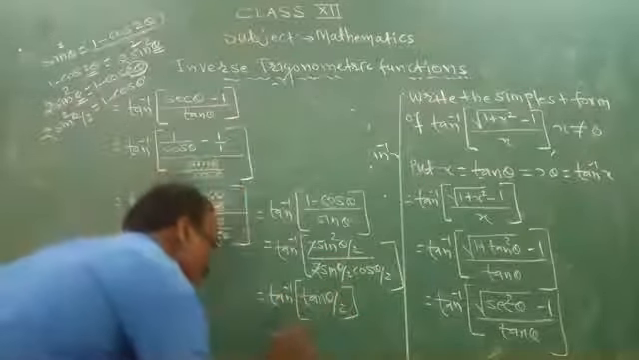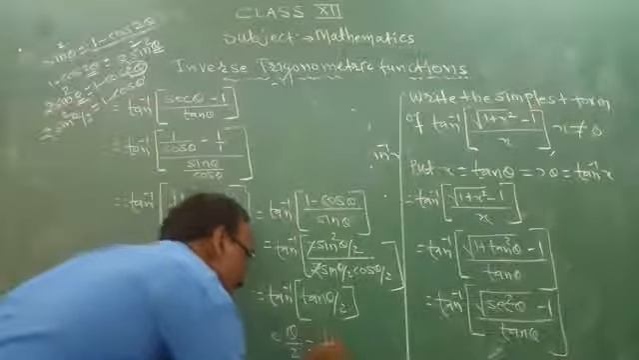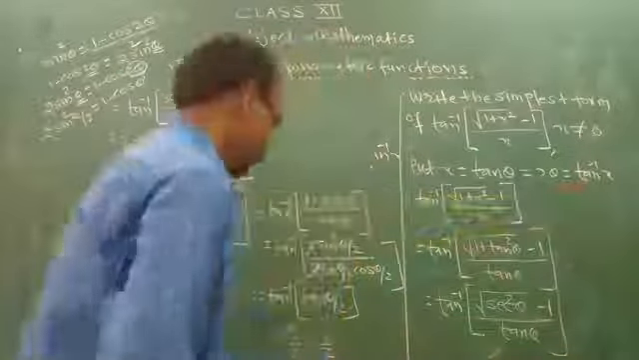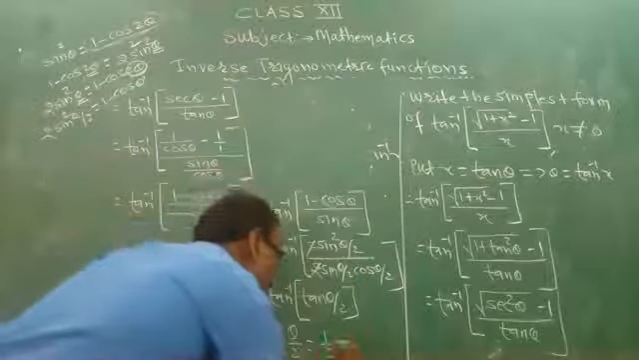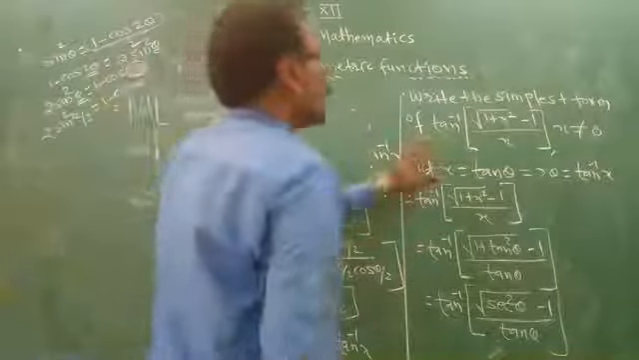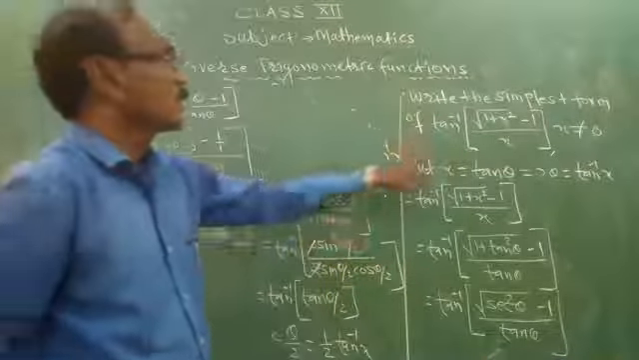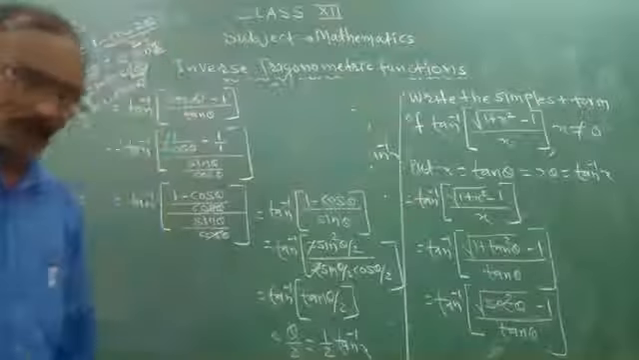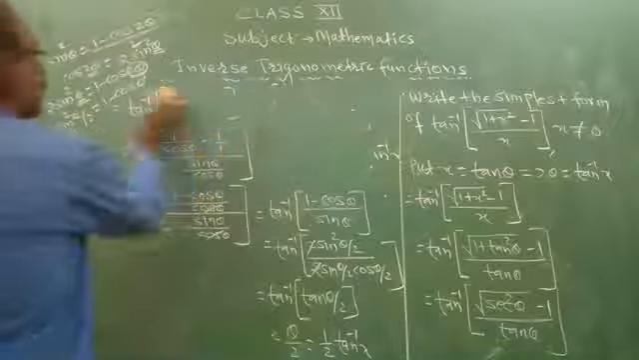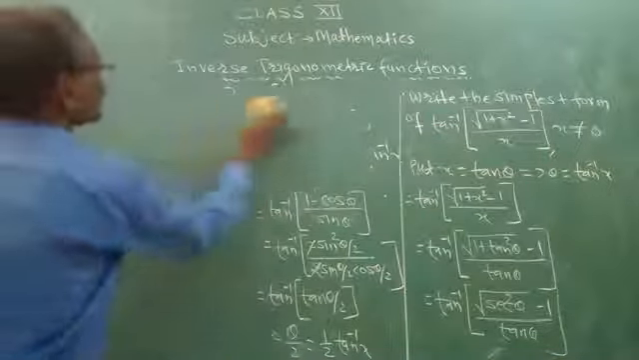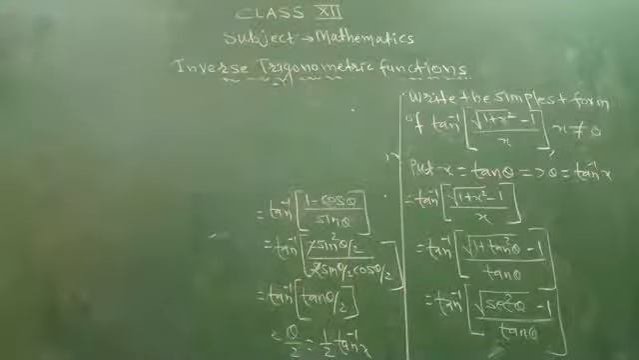Tan inverse of that is theta by 2, that is 1 by 2 theta. What is theta? Theta is tan inverse x. So tan inverse x. This is the simplest form. The simplest form of this is 1 by 2 tan inverse x. So we can convert it into the simplest form also. Next one.